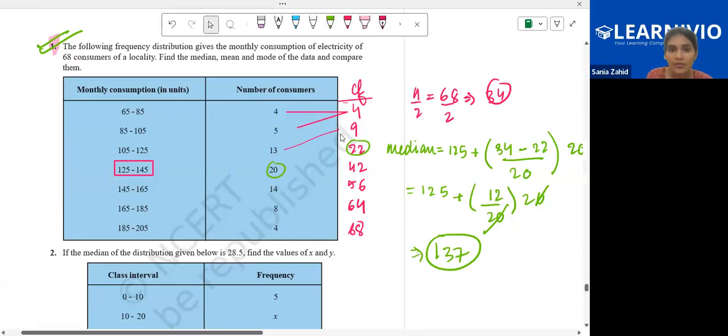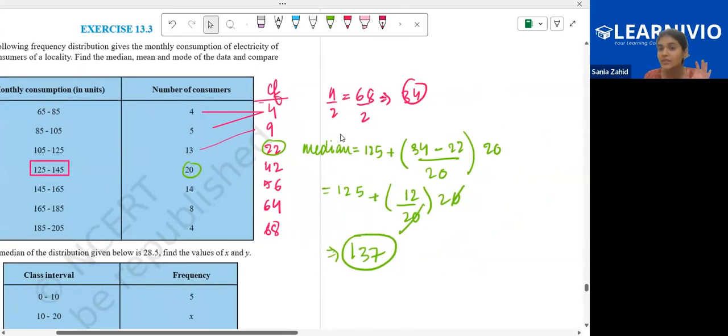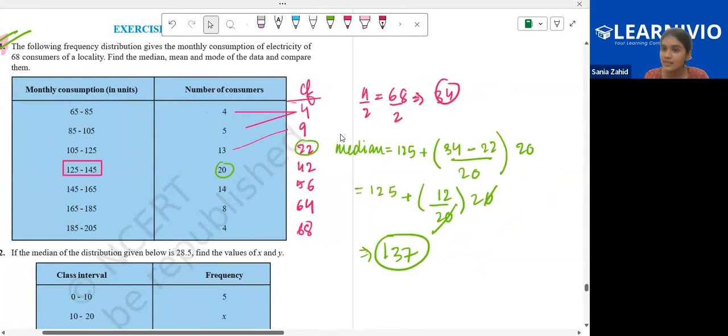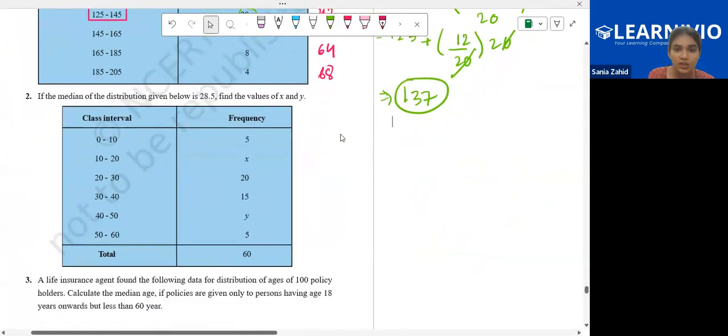Yes. What is half of the consumers? It's 34. That means 34 consumers are using less than 137 units while the other 34 are using more than 137 units. That is the meaning of median, the middle value. Now we come to the second question.